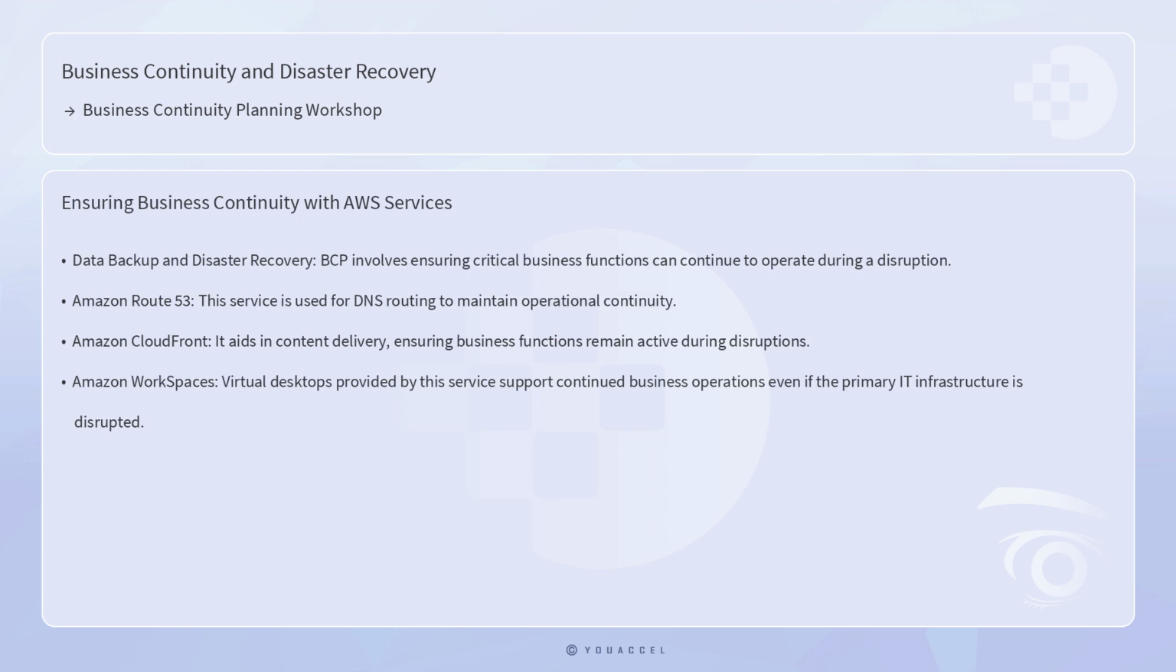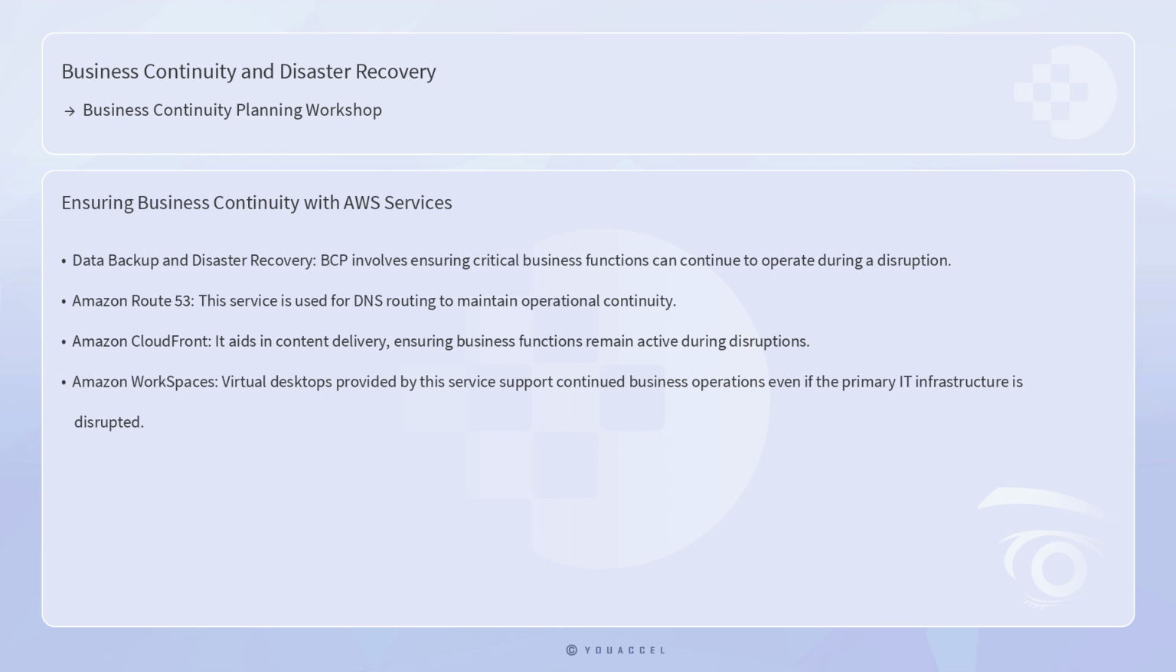In addition to data backup and disaster recovery, BCP also involves ensuring that critical business functions can continue to operate during a disruption. This may involve using AWS services such as Amazon Route 53 for DNS routing, Amazon CloudFront for content delivery, and Amazon WorkSpaces for virtual desktops. These services can help ensure that critical business functions can continue to operate even if there is a disruption to the primary IT infrastructure.